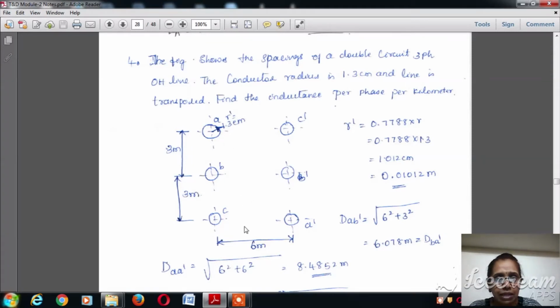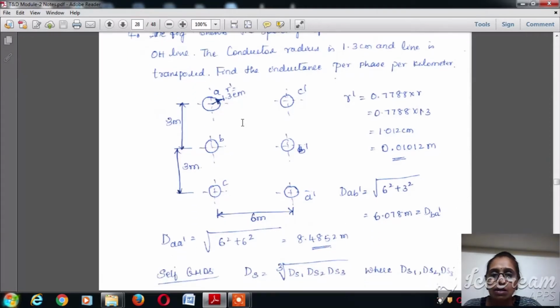Now A, B, C, the distance D between them is 3 meters. The figure is already given. So the radius of the conductor is 1.3 centimeter, and A, B, C. Now this is A dash, B dash, C dash. Now the distance between the two lines is 6 meters, that is the distance between two conductors. Now R dash is nothing but equal to 0.7788 into R. So now calculate R dash.